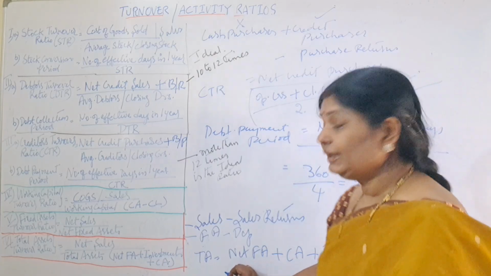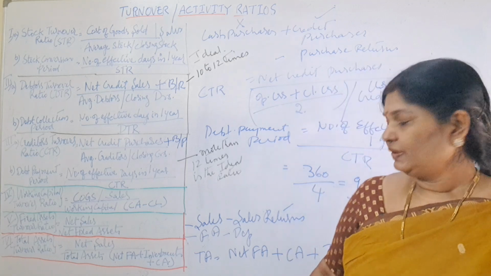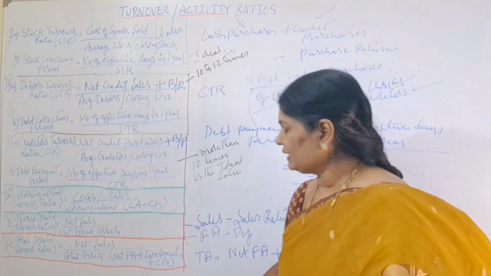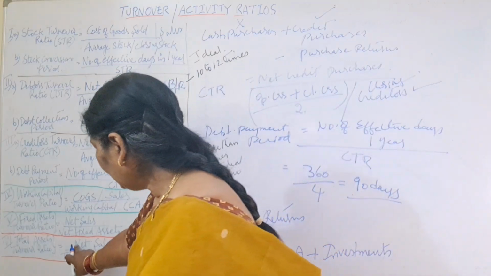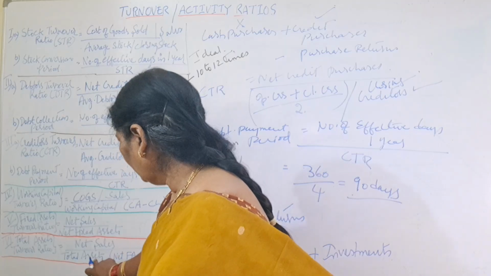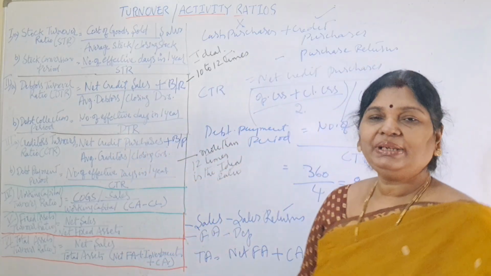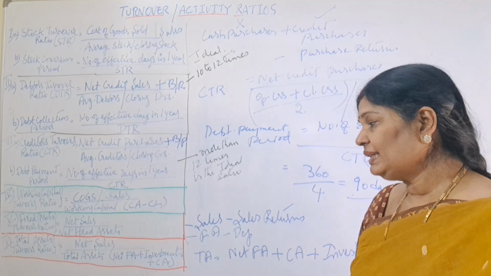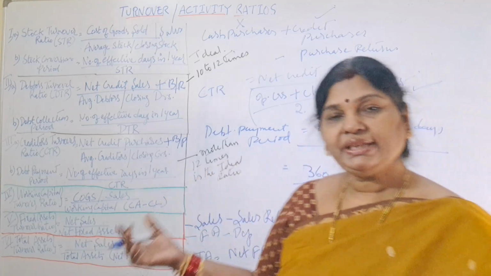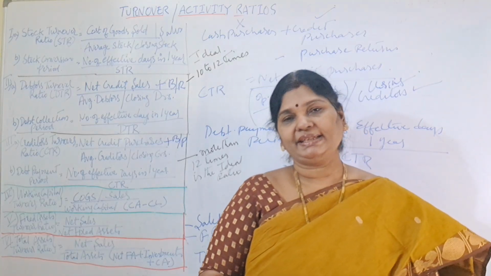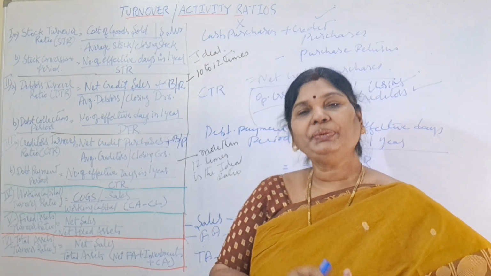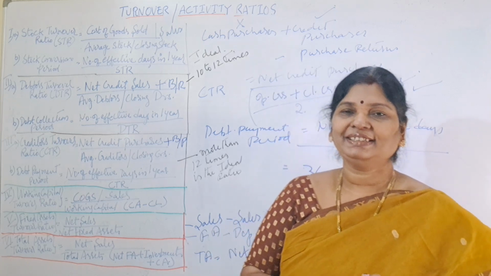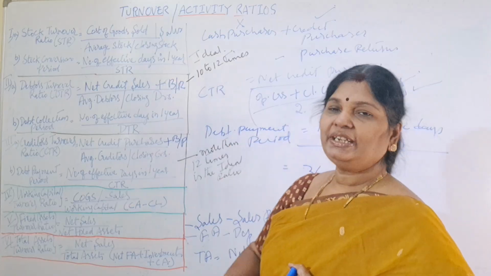Here we will not take fictitious assets. So when you take these three amounts only into account, what you will get? You will get total assets. So what's the formula? Net sales by total assets. Then you will get total assets turnover ratio. If the total assets turnover ratio is high, it means we are effectively using our assets in our business. It shows the ability of the firm to utilize the investments in the business effectively. So this is about turnover ratios.